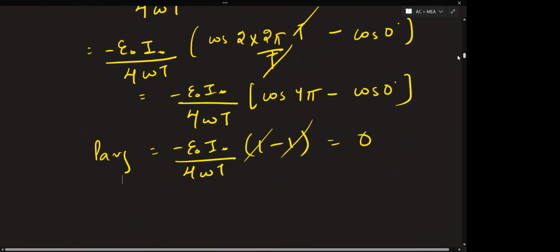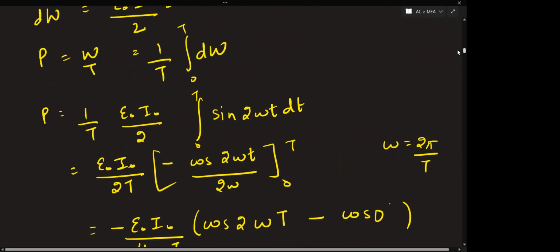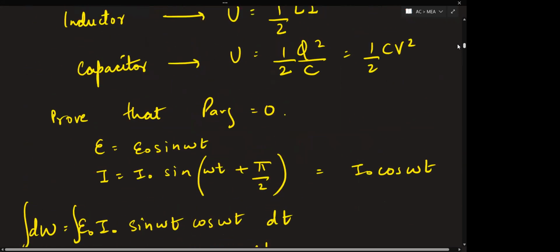So if the question comes to prove or derive the expression, or it can be asked, prove that an ideal inductor connected to an AC source does not dissipate any power. Questions like these can be asked in the exam. So write down all these points if it's asked.